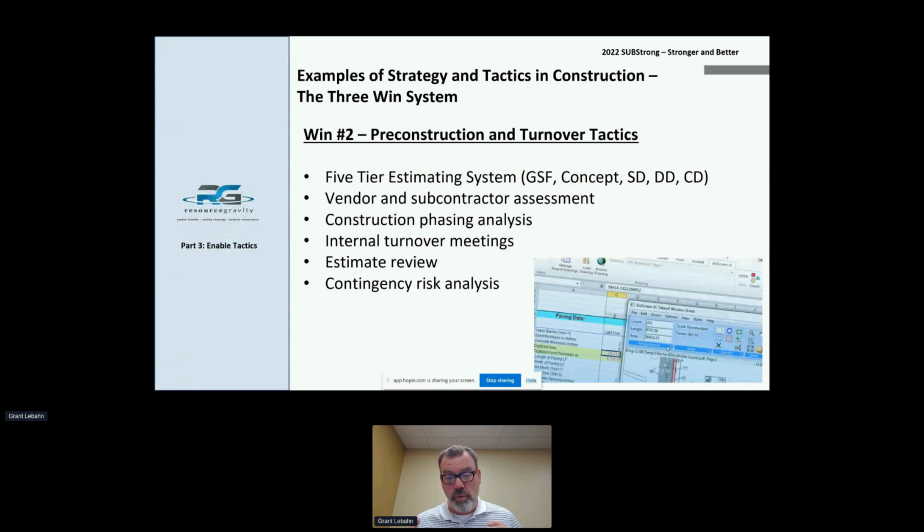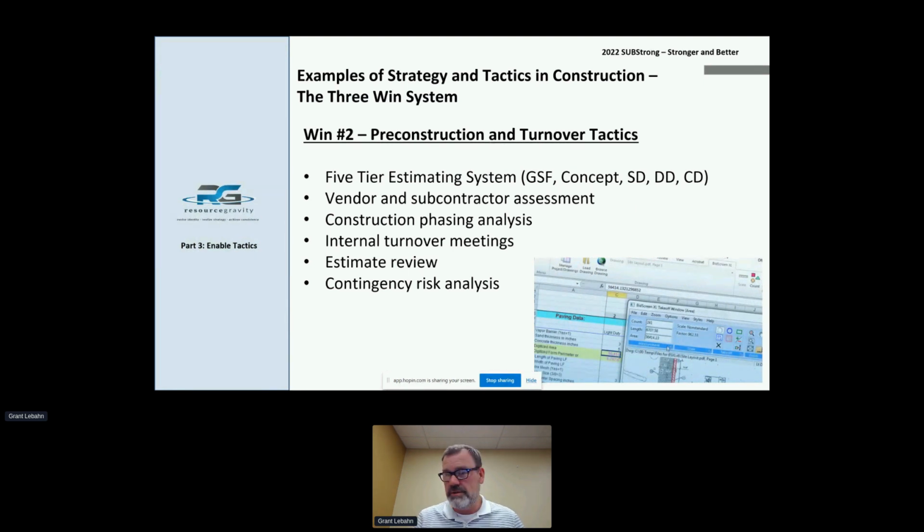So in order to make that second win happen, there's got to be some kind of a system or some kind of an alignment structure around those kinds of things too. And so I believe if there's any need that I see out there in the industry right now, it's the need for locking down some kind of systems throughout the pre-construction and turnover tactics, because we don't do them every day, right?